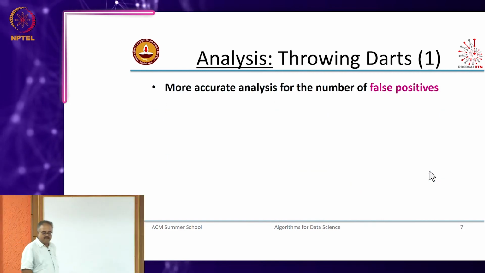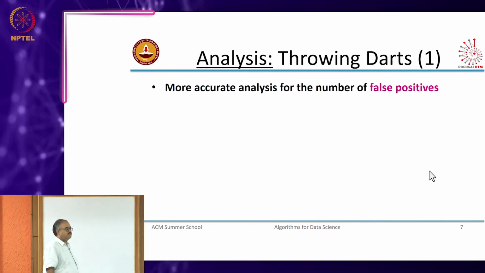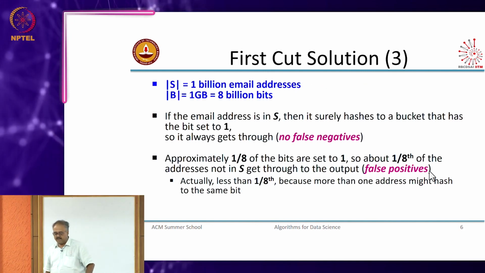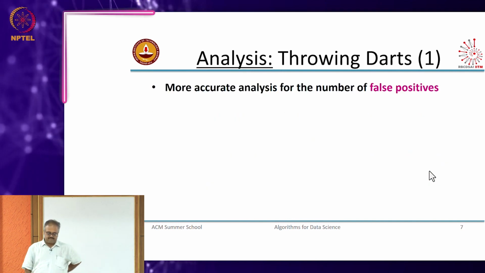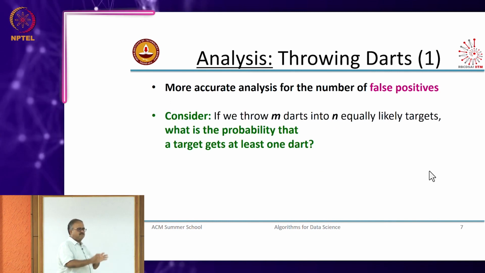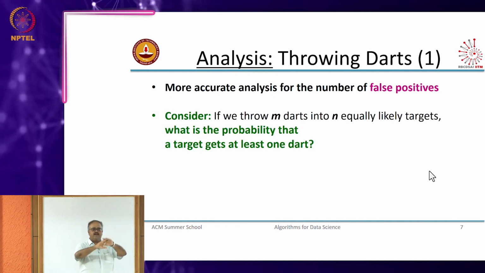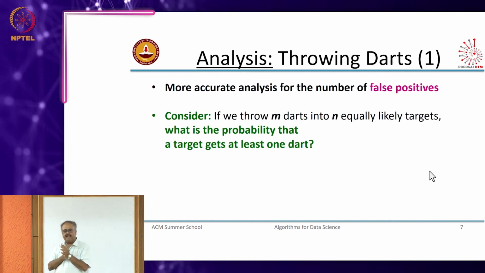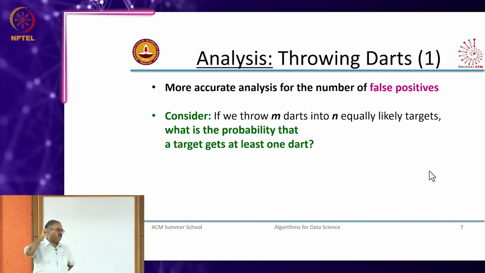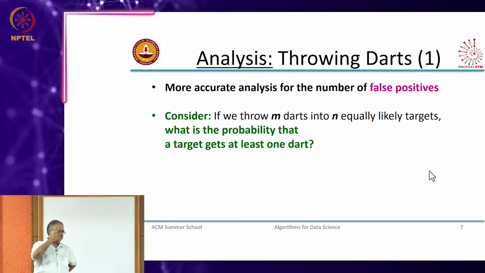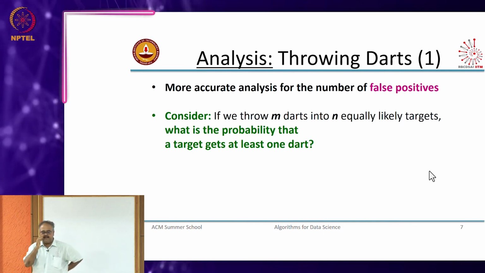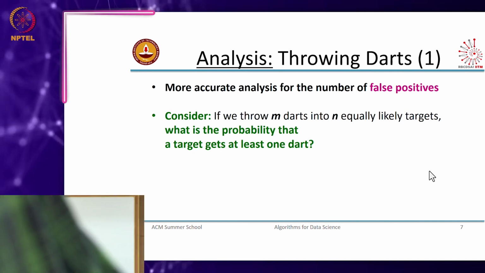So, let us try and do a little bit more accurate analysis for the number of false positives. Right now, I just did kind of a hand wavy thing and said it is about 1/8, right? So, let us look at that. This analysis is modeled as throwing darts, a simple way to think of it. Suppose I have n targets, corresponding to our bins, and I am throwing m darts at these n targets, throwing them independently, and I am equally likely to hit any one of these targets.